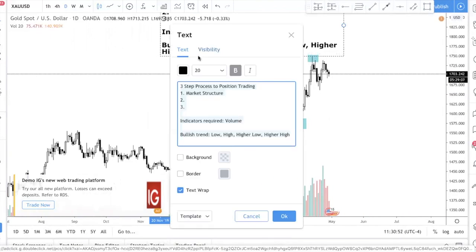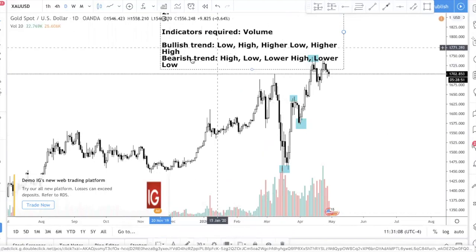So in a bearish trend, right? So bearish trend, how do you tell it's a bearish trend? Okay, you have a high, you have a low, you have a lower high, and then you have a lower low.